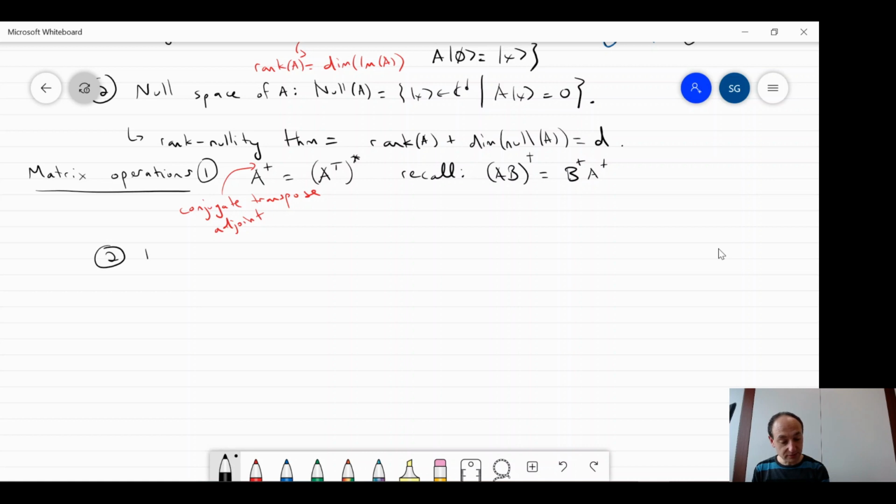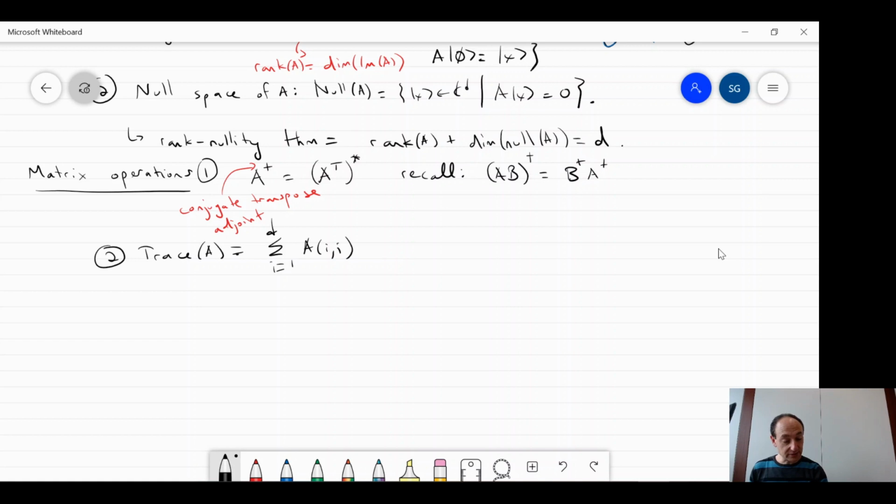And number two, let's talk about the trace of a matrix A. Remember that the trace of a matrix A is the sum of all the diagonal terms of the matrix. So it's the sum over i equals 1 up to d of A_ii. That's just the trace. It's very simple.